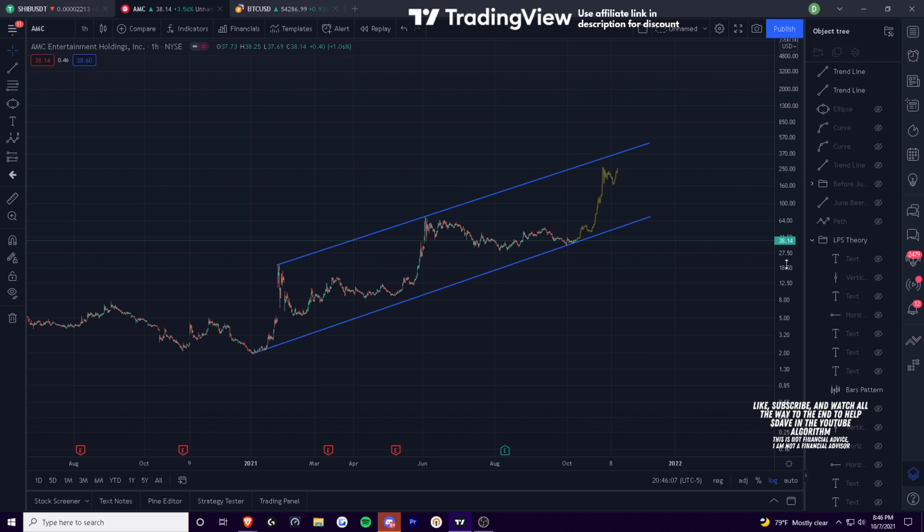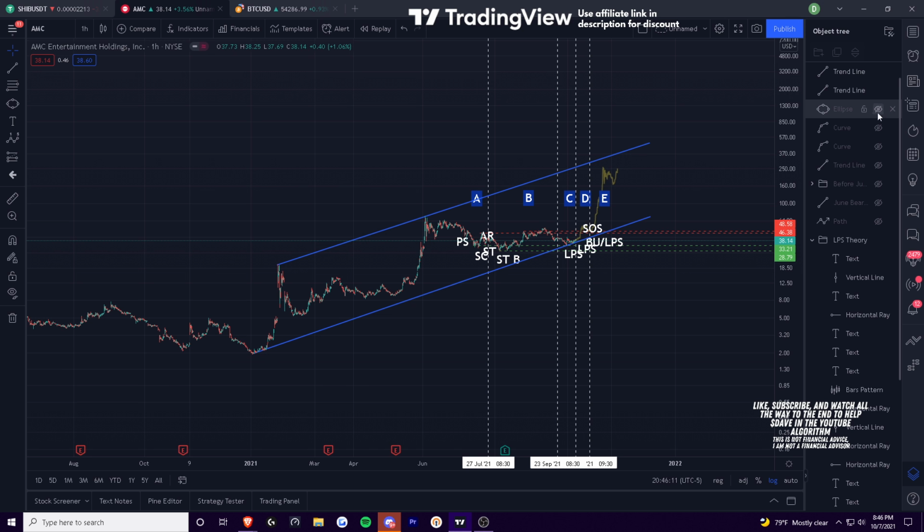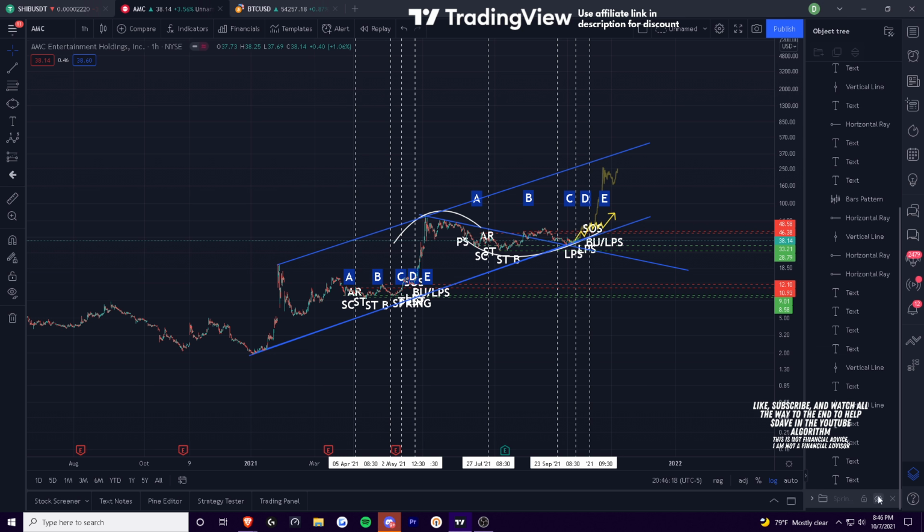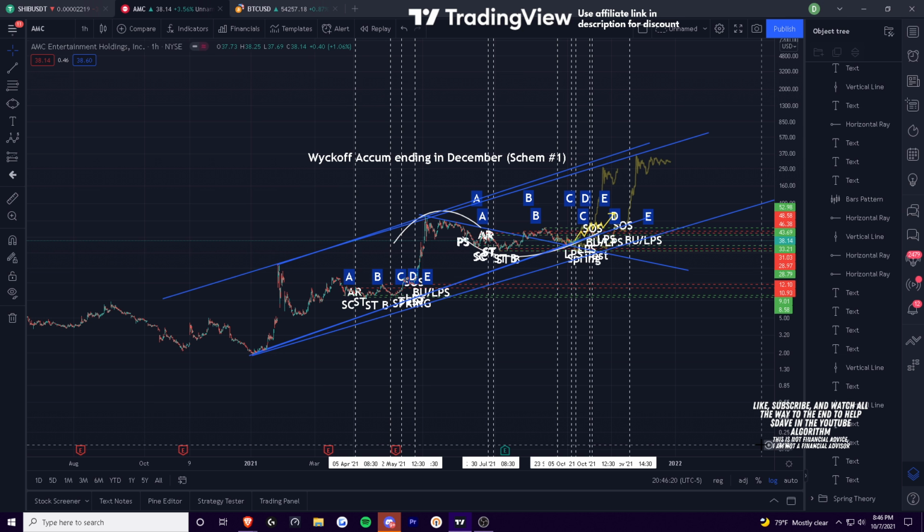Dude, is this not some crazy stuff, though? Look at what happens when I turn everything on the chart. Watch this. Look, it's going to turn into a mess. Would you just look at the chart?